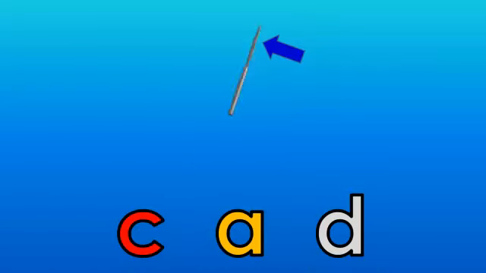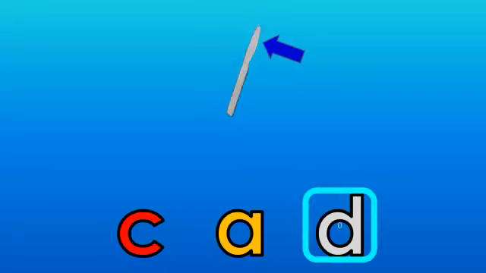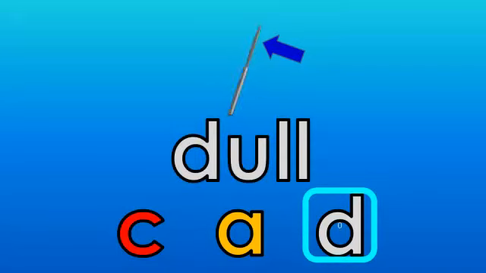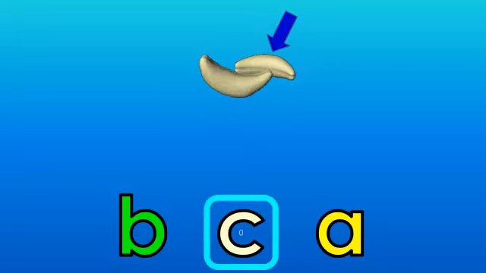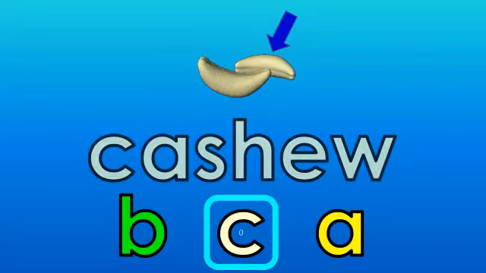What is the beginning sound of the picture? D. D is for dull. What is the beginning sound of the picture? C is for cashew.